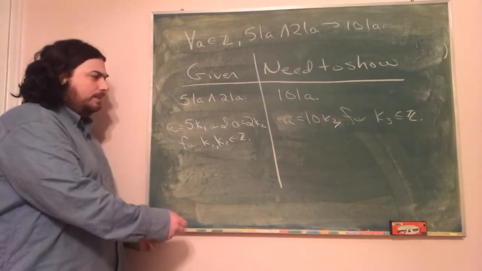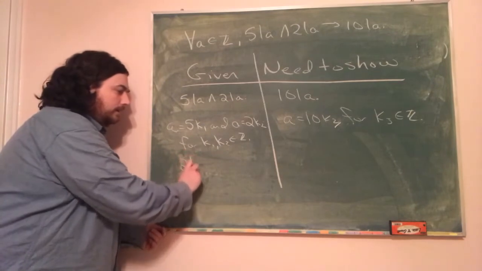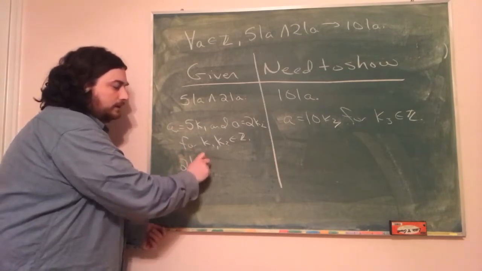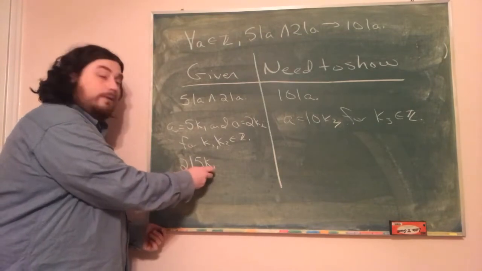Well, notice that because 2 divides a, and a is 5 times k1, 2 will divide the product of 5 and k1.